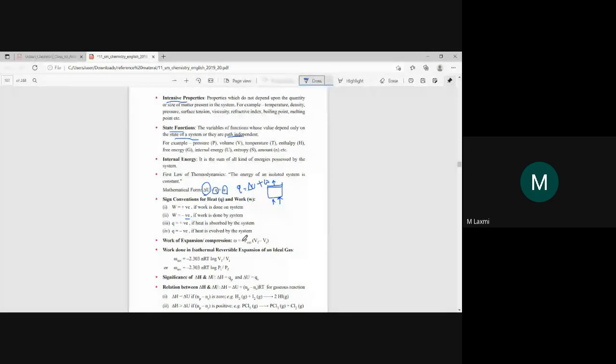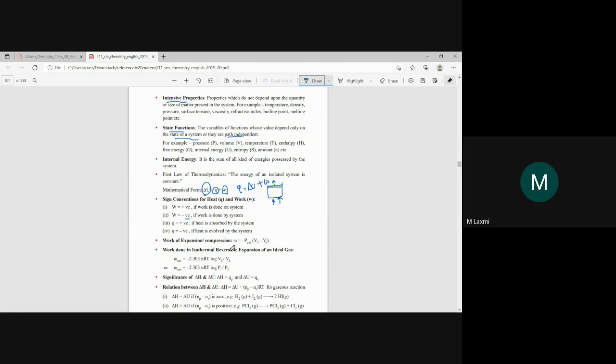I'm repeating again. When work is positive, work is done on the system. When work is negative, work is done by the system. When Q is positive, heat is absorbed by the system. When Q is negative, heat is evolved by the system. So, during compression and expansion, what is happening? Let us see. During expansion, what happens?